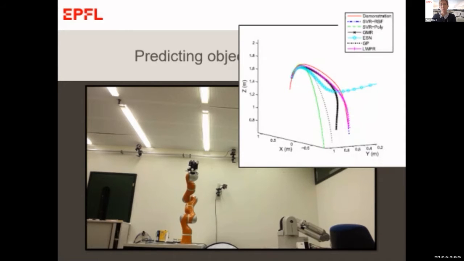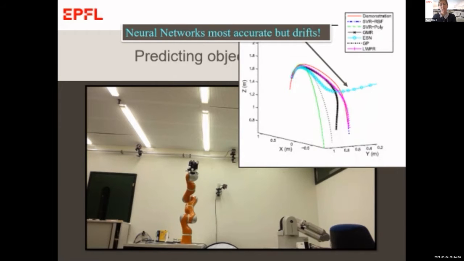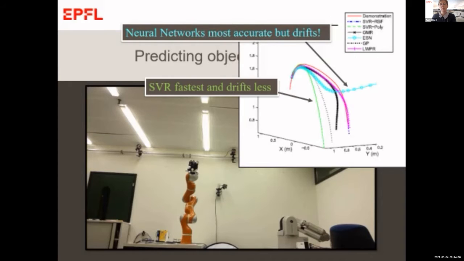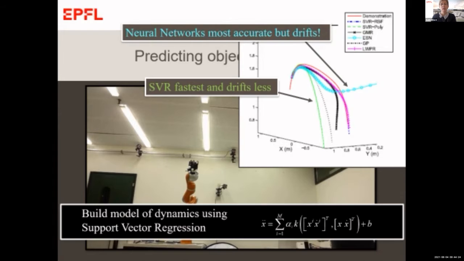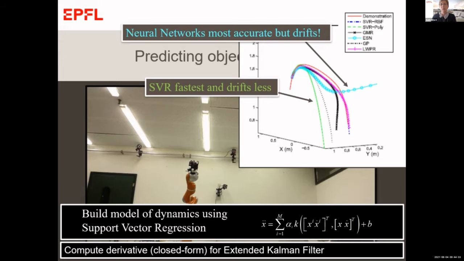We then contrasted all different machine learning techniques. While the neural networks were the most accurate, our problem was that it was drifting. Again, similar reason as before. A little bit also a problem of overfitting. And the drift for us was a little catastrophic because you want to predict ahead of time. So you prefer to have a less accurate system, but at least not unstable. So for this particular application, support vector regression was the fastest and drifted the least, even though it was a little less accurate. So given this closed form solution, similar to what I presented before, we can use an extended Kalman filter and fit this learned model to predict the trajectory.